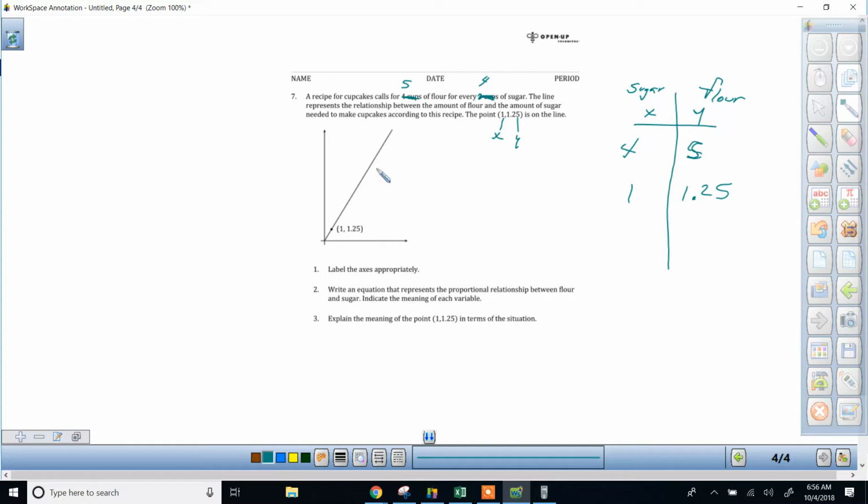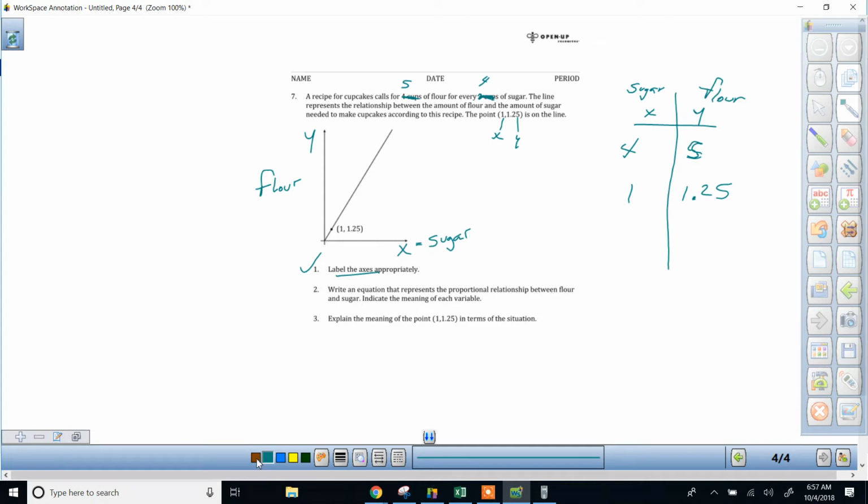I only put 1 on there, but we could put the other one on here as well if we wanted to. But the first thing it asks us to do is label the axes appropriately. If you get these backwards, it's wrong. The x-axis down here, we just talked about, is the smaller number. It is the amount of sugar. And the y-axis up here is the bigger number, which in our case is flour. So number 1, knocked out, check. We've got them labeled appropriately, x and y.